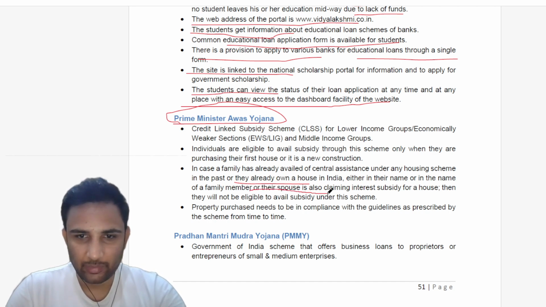or their spouse is also claiming interest subsidy for a house, then they will not be eligible to avail subsidy under this scheme.